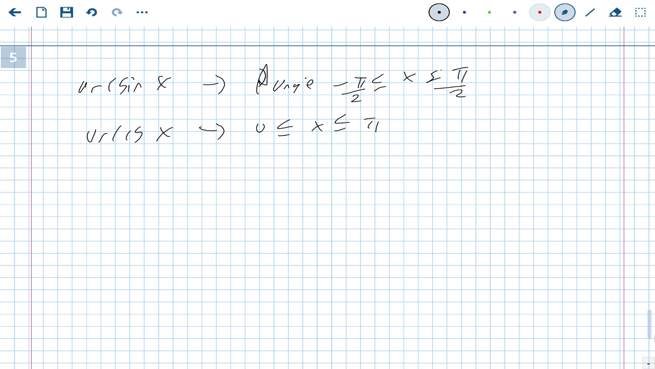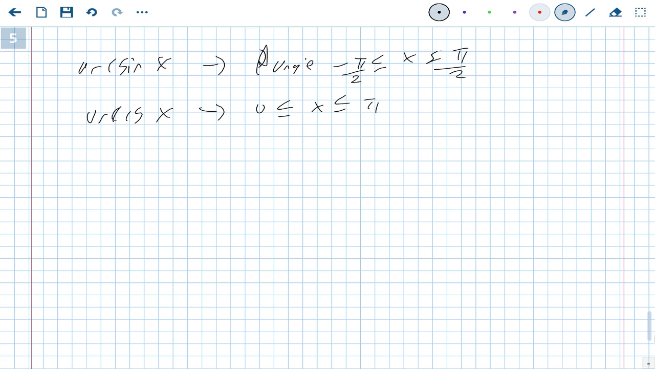The arc cos is defined from 0 to pi, and then the arc tan of x is defined actually from, I believe, negative infinity to infinity? Or something like that, 0 to infinity? I can't remember. Yeah, look it up, it's all pretty simple stuff.